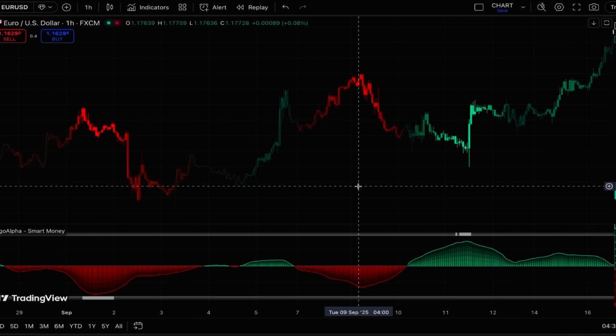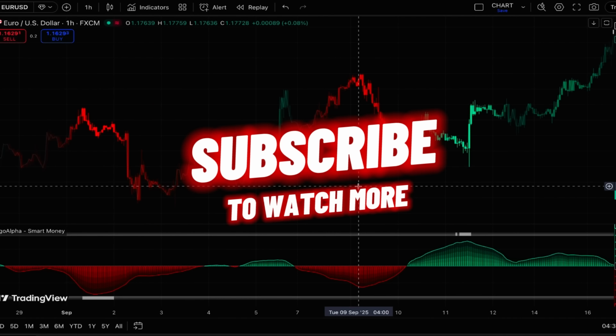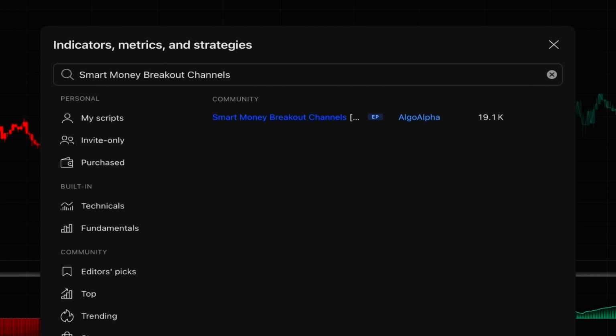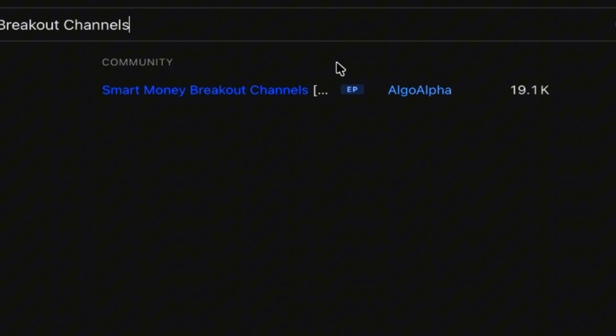For this purpose, we're going to add another indicator. Here we click on indicators and search for Smart Money Breakout Channels, this one, which is an Editor's Picks indicator written by Algo Alpha. When you add this indicator, it tries to find breakouts in the market.